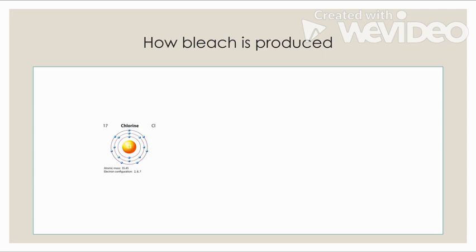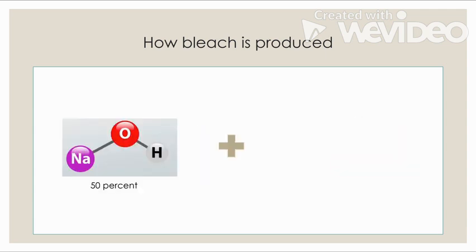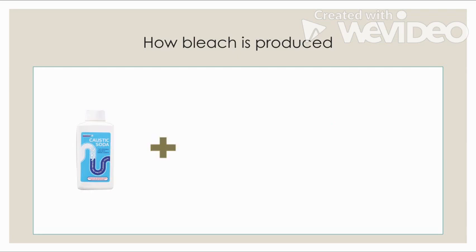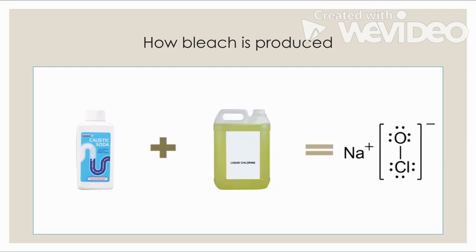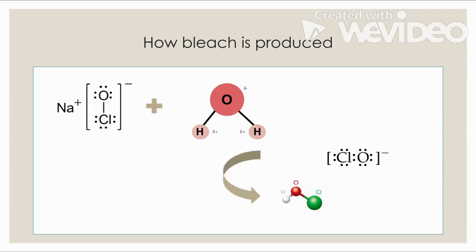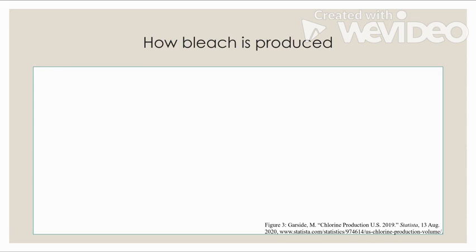Bleach is produced with chlorine, sodium hydroxide, and water. 50% sodium hydroxide is mixed with water to produce 25% sodium hydroxide, which makes caustic soda. Caustic soda is then mixed with liquid or gas chlorine to make sodium hypochlorite, which is mixed with water to make hypochlorous acid and hypochlorite ions, which oxidize to give bleach its disinfectant properties.